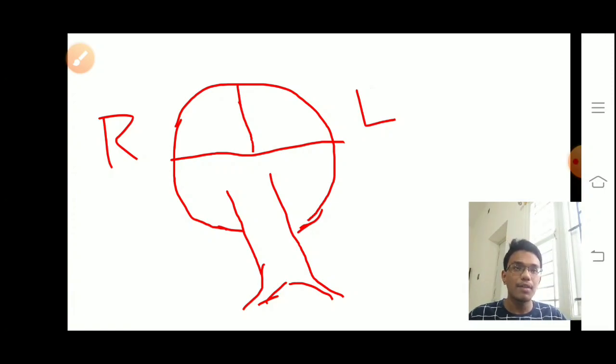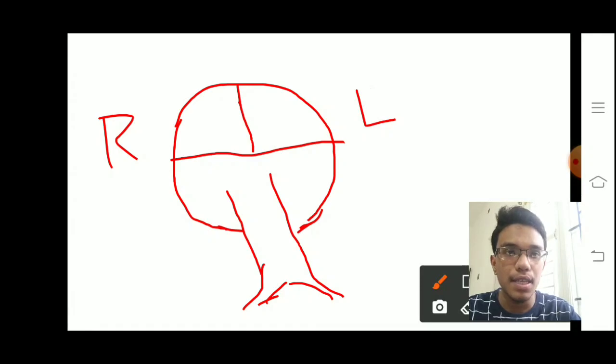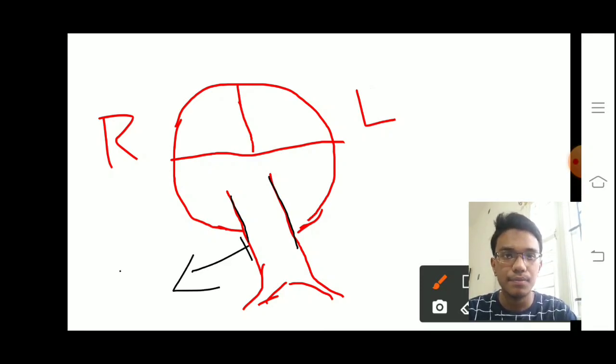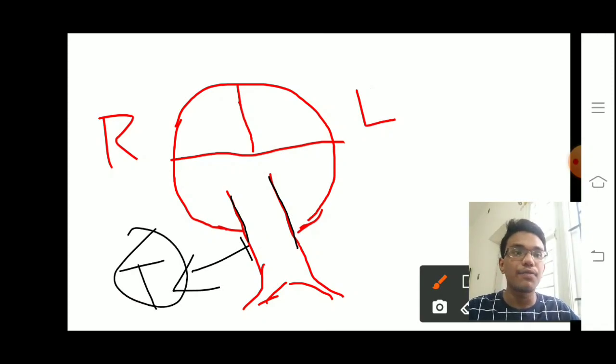Okay, so if the truncus fails to divide, then what happens? A single vessel will arise. As you can see here, this is the single vessel which is arising. This is the truncus which fails to divide. So at the initial part you can see the truncus is not able to divide. So a single vessel is arising and it will be associated with VSD, ventricular septal defect.